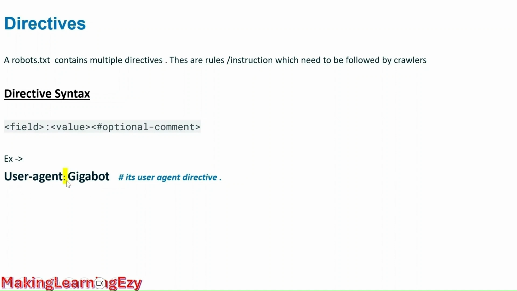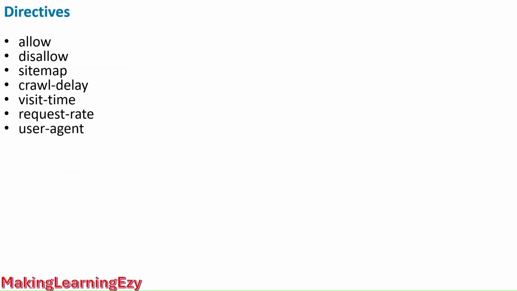I have given an example of one rule. You can see user agent colon Googlebot. Googlebot is the bot name. And you can see the comment also, which starts with a hash. So this is the simple syntax of a rule. Now let's talk about the most commonly used directives. I have mentioned the list here. So let's see each directive one by one.